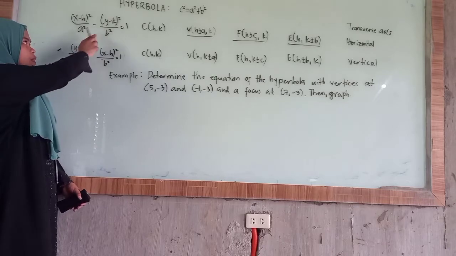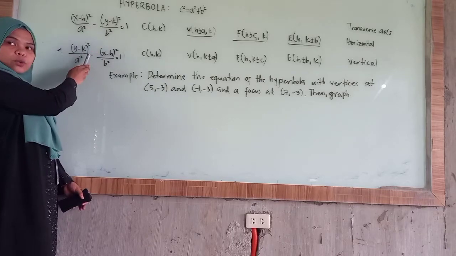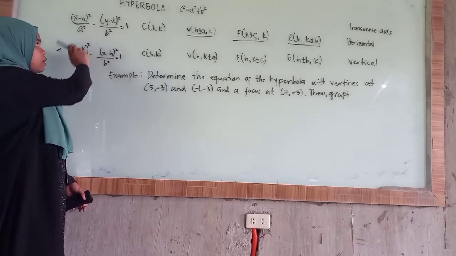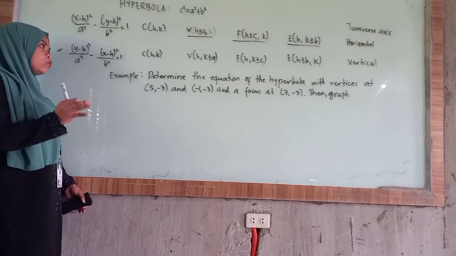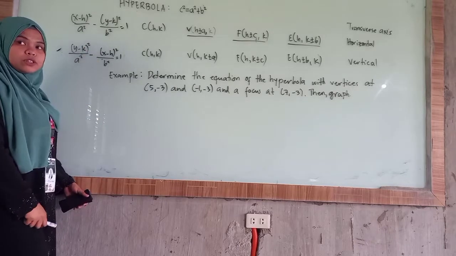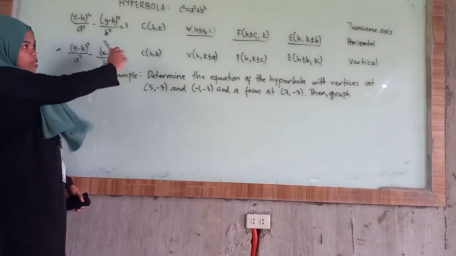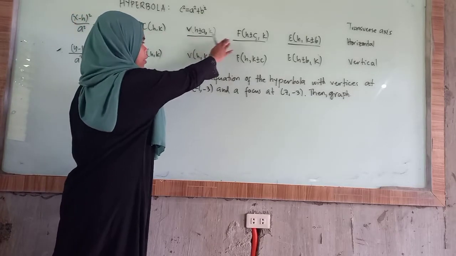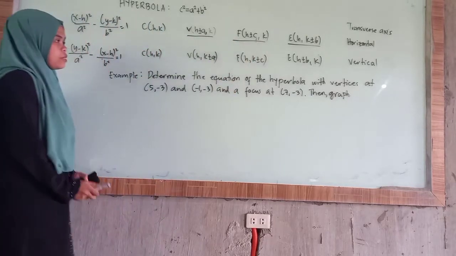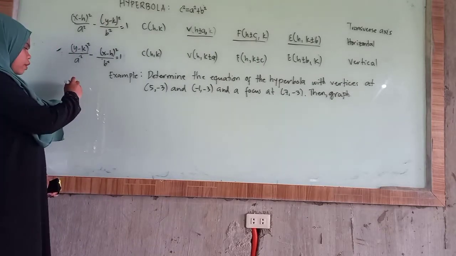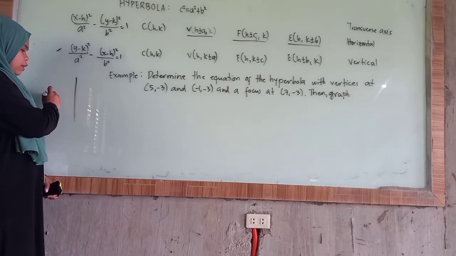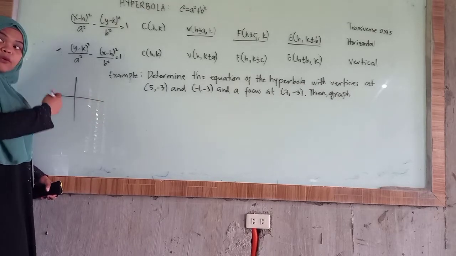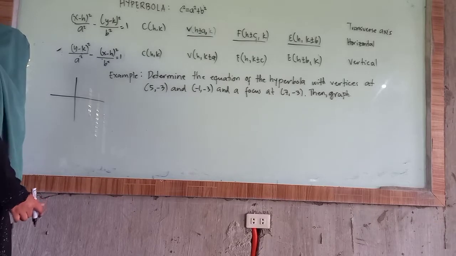Yung standard forms natin, instead of addition here, we have subtraction for hyperbola. Kasi kung pa-addition yan, that you will have the conclusion that the given equation is an equation for ellipse. So same pa rin yung pagkuha ng coordinates ng center, vertices, foci, at saka endpoints. So for example class, we have a parabola, hyperbola. Diba familiar na kayo dito kasi na-discuss na ito sa senior high school for the STEM students.